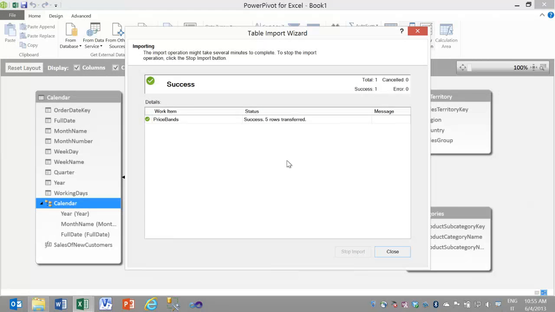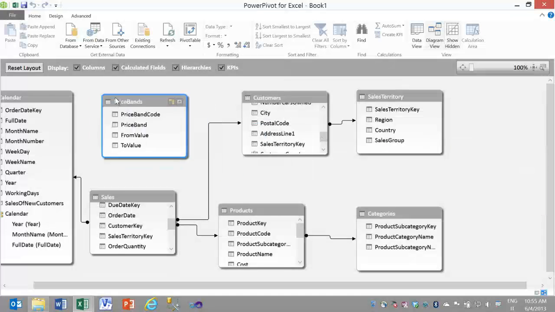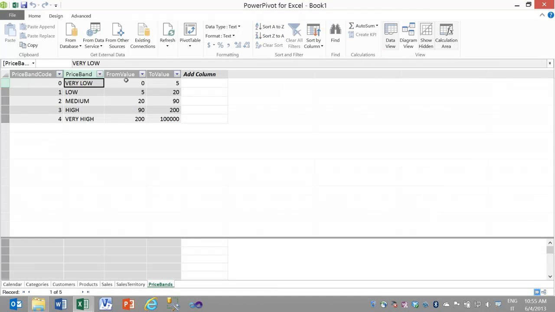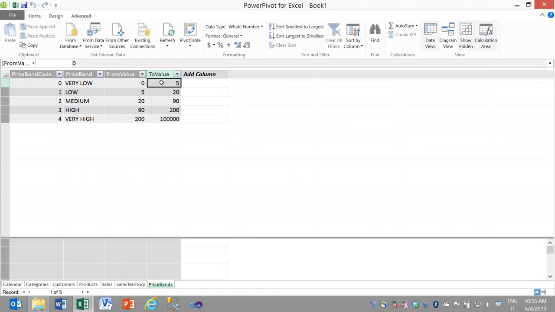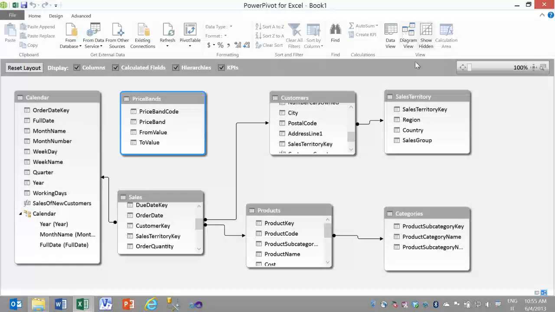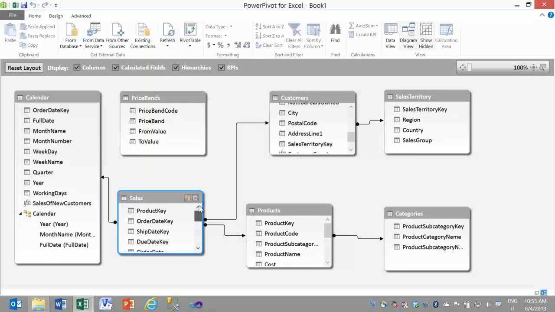And the price band table is here. It contains the price band, a code, the price band from value to value. So any price from 0 to 5 will be very low, from 5 to 20 will be low, and so on. This is the configuration we use for the banding. Then we go to the diagram view, and we are in trouble because we try to create a relationship between the sales table and the price band table, and you will soon discover that there is no code, no key. There is no way to create a relationship between the sales table and the price band table.